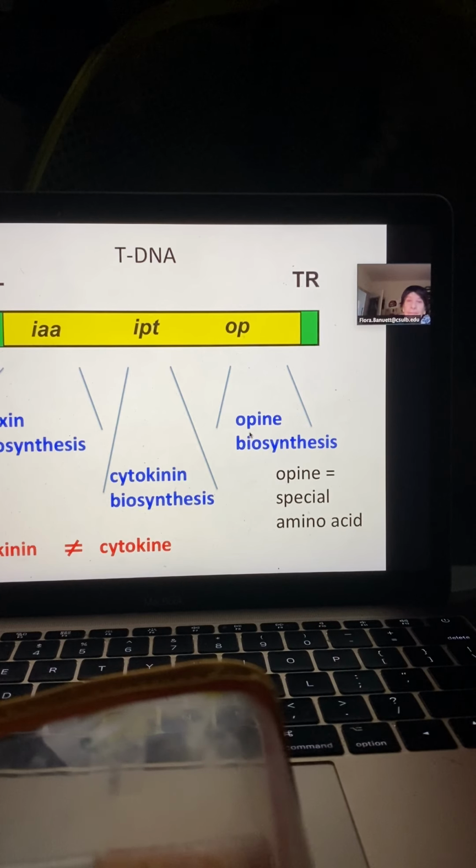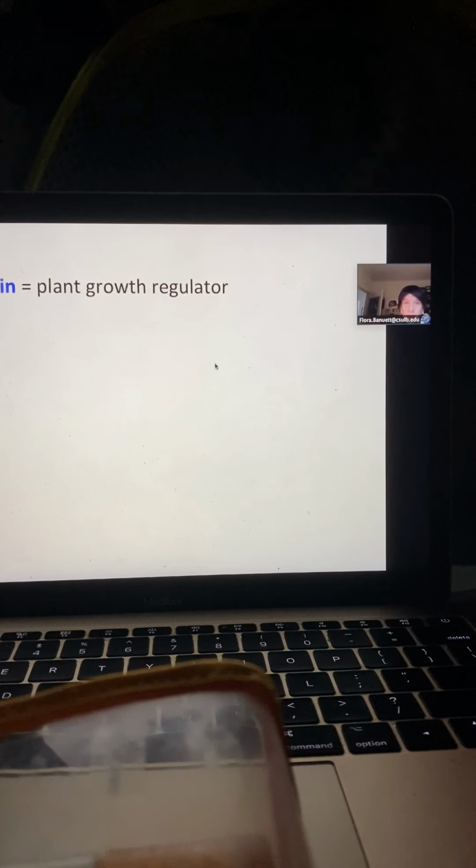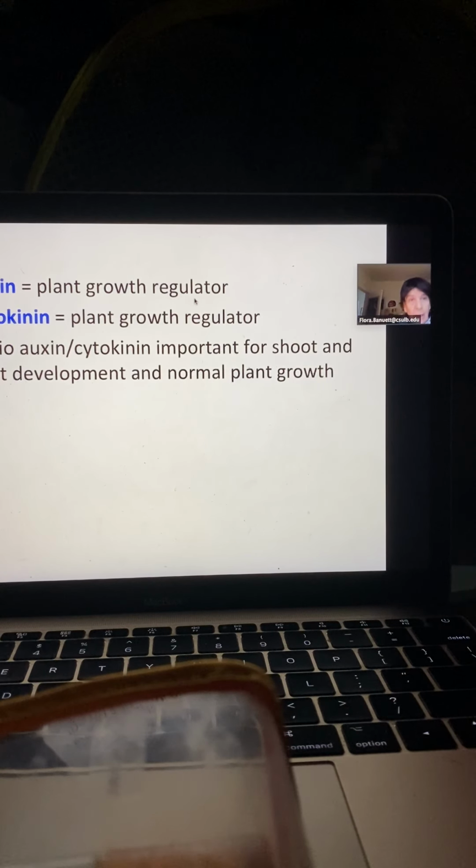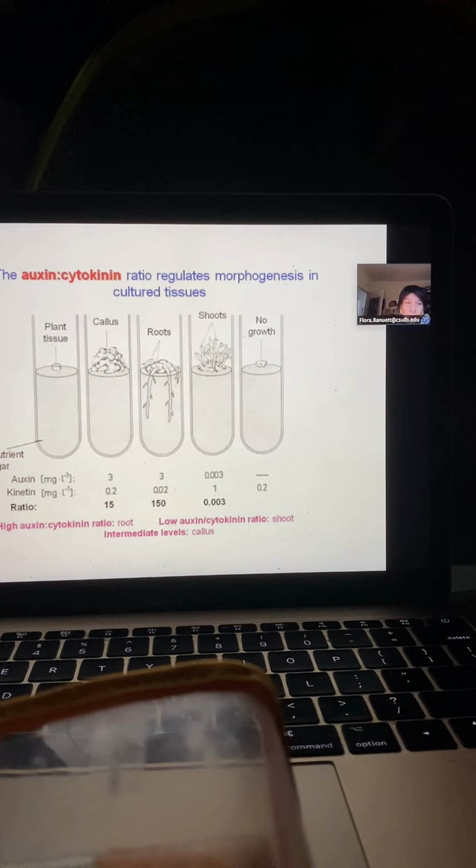Okay, so auxin, what is auxin? It is a plant growth regulator. And cytokinin is another plant growth regulator. So these are really important in determining the morphology and whether plants form shoots, roots, whatever. You can manipulate this in the lab. So the ratio of auxin to cytokinin is very important for shoot and root development and normal plant growth.